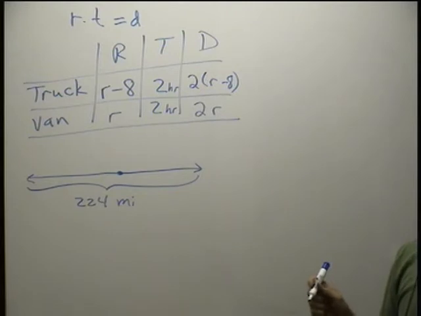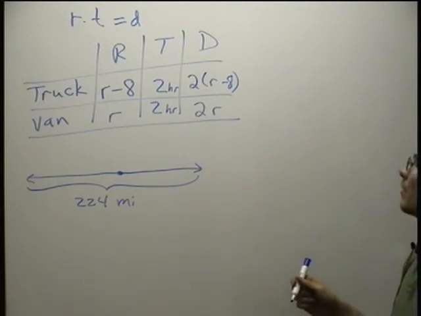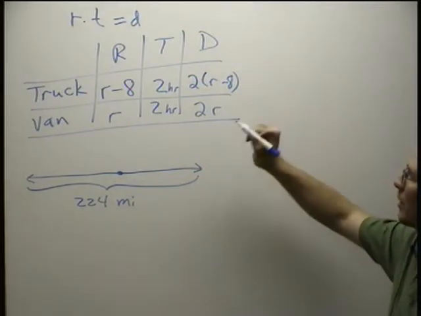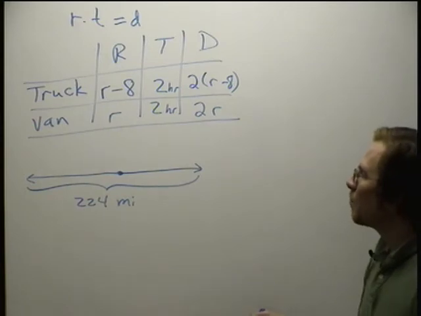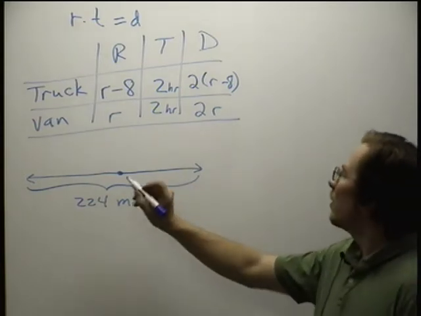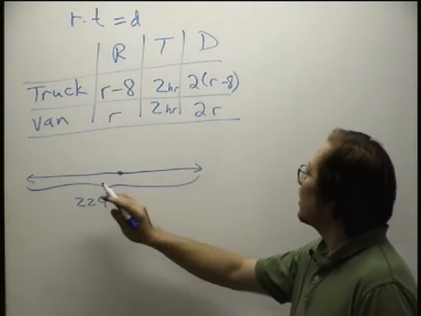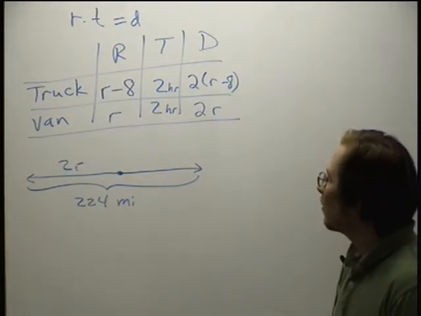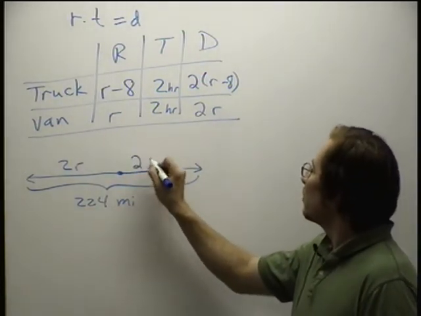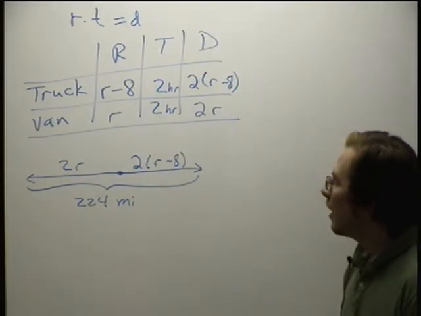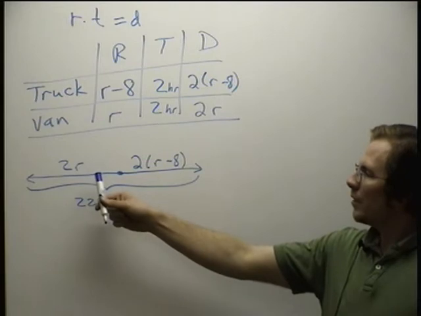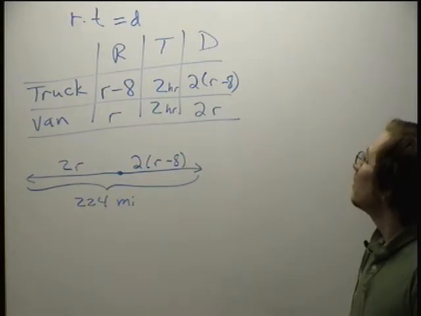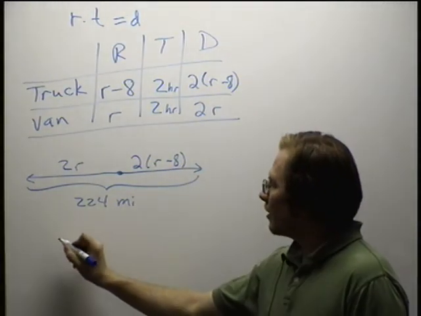Well, it's not like the previous example. In the previous example, the distances were equal to each other. But in this case, we know they're not going to be equal to each other because they're not traveling at the same speed and they're going in opposite directions. So what we can do is this. The van travels farther, so that's going to be the larger distance. So the truck will be the smaller distance. And looking at this drawing, we can see that the two distances together make 224 miles. So that is what's going to give us our equation.